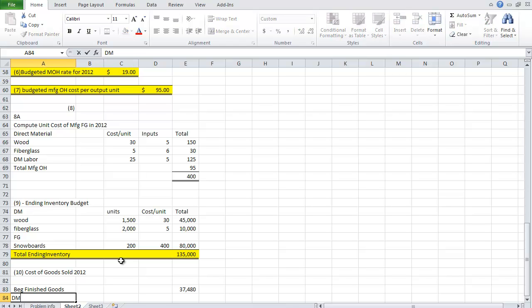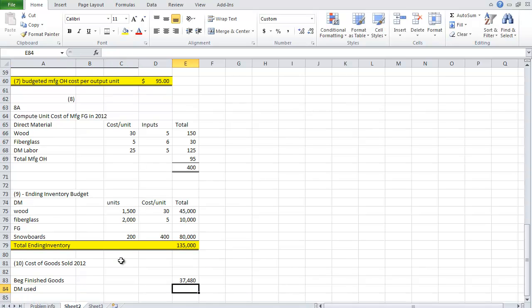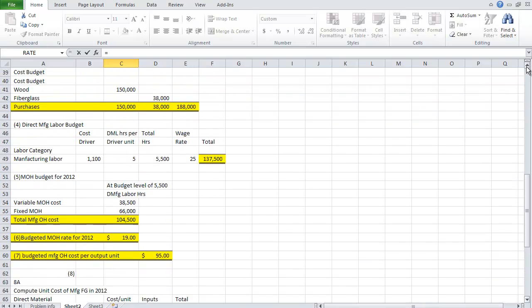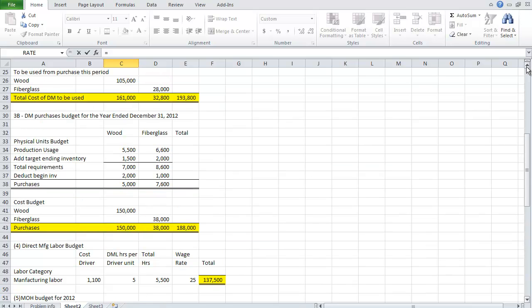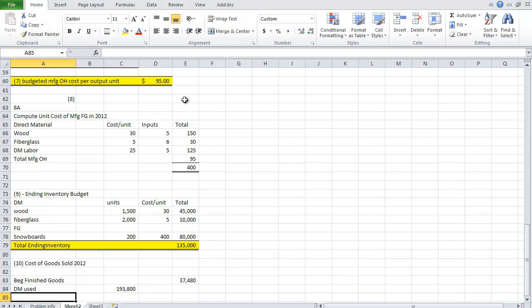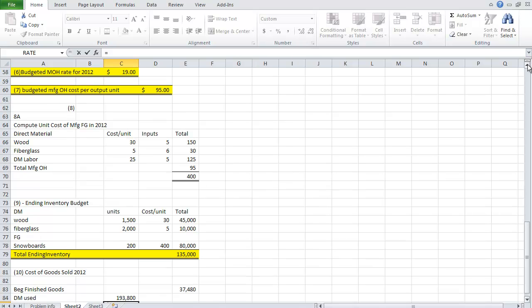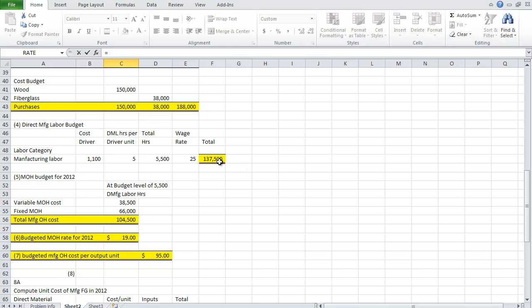Then we have direct materials used, which we've budgeted. So we're going to take this. I'm going to separate this over to the side. We've calculated this in one of our earlier schedules. So this is the cost of those direct materials to be used. Then we'll add to that our direct manufacturing labor. And again, we calculated that as well. So let's pick up that labor cost, which is right here.